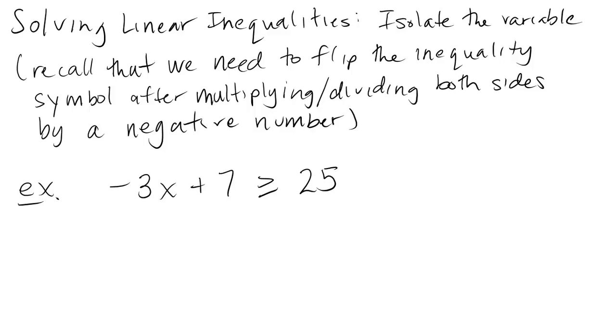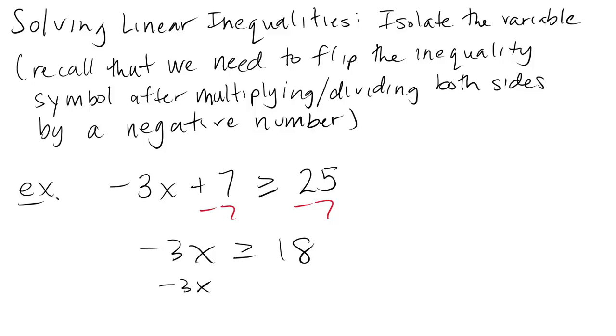So I'll demonstrate that issue here. In this example, we have negative 3x plus 7 is greater than or equal to 25. I want to isolate the variable term, so I'm going to subtract 7 from both sides and get negative 3x is greater than or equal to 18. And now we need to divide both sides by negative 3. And when we divide by negative 3, we have to flip the direction of the inequality.